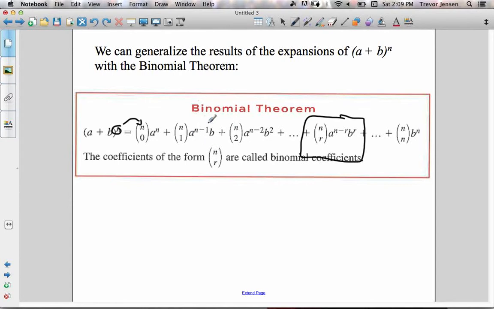To get the exponent on your a and your b in your term, the a value is going to start off with n and then decrease by 1 each time, and then the b value is going to start at 0 and increase by 1 each time.